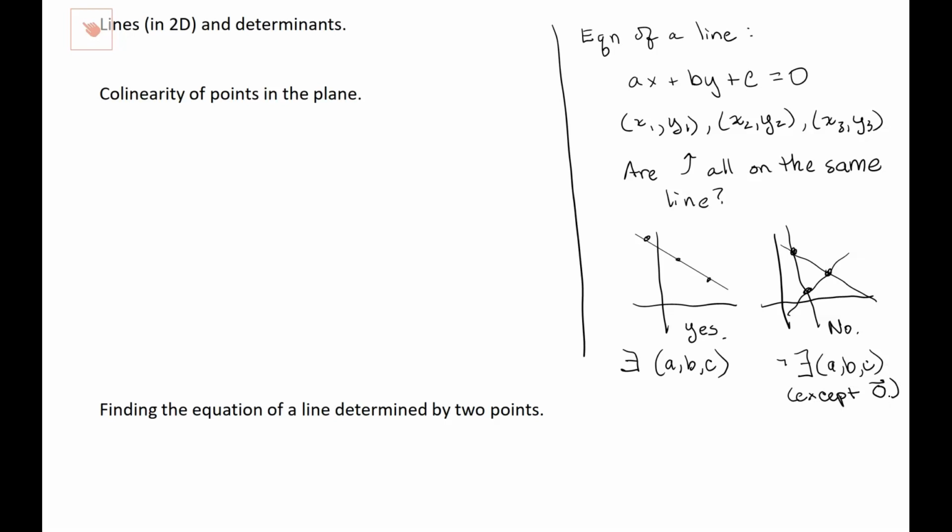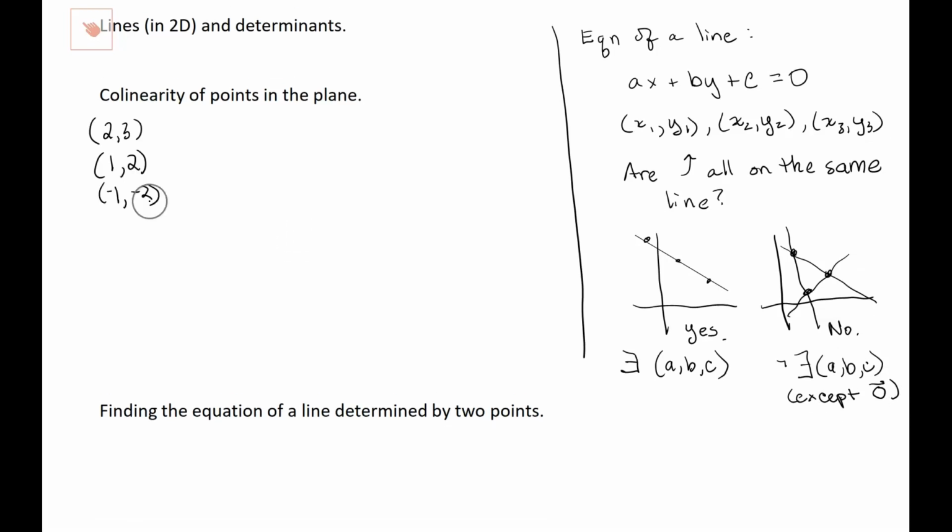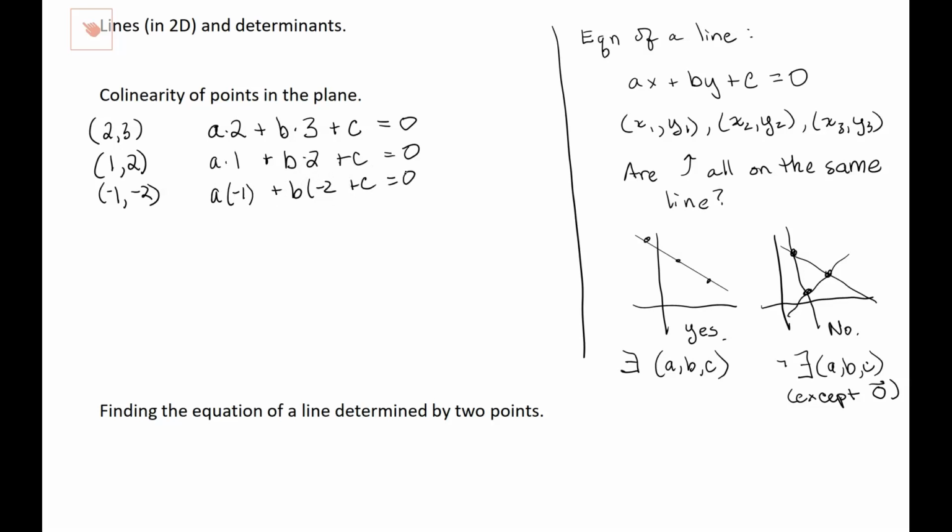So let's see an example of how this is going to work. Let's say we're given these 3 points. And from what we just said, we know if they're collinear, there should be a, b, and c, so that when we plug into an equation like this, will give us 0. So that would say a times 2 plus b times 3 plus c times 1, if you like, is equal to 0. This would say a times 1 plus b times 2 plus c is equal to 0. And this one would say a times minus 1 plus b times minus 2 plus c is equal to 0.